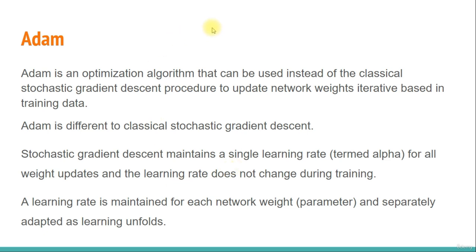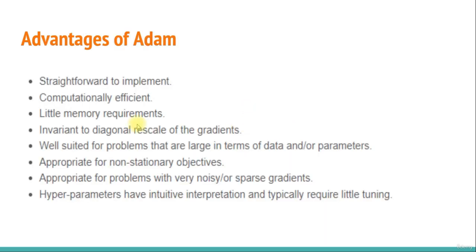Stochastic gradient descent maintains a single learning rate, that is alpha, that we discussed. Like if the learning rate is too low, then it may take years to converge, but if the learning rate is very high, then it may keep on overshooting. So we used a standard single learning rate that we termed alpha in gradient descent for all weight updates, and the learning rate does not change during training. In Adam, a learning rate is maintained for each network weight parameter and separately adapted as learning unfolds.